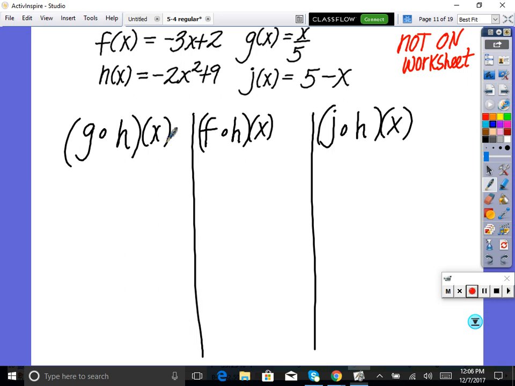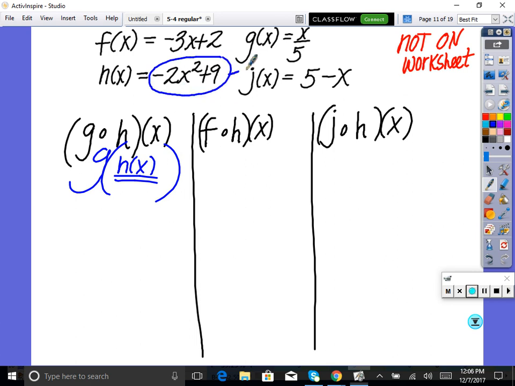So squish x back in with h. That's h of x. Squish it back in again: g of h of x. So watch what happens. I take h, correct, and I plug it into function g anywhere there's an x. So right there, wouldn't I? So negative 2x squared plus 9 over 5. Still not the best example. That's why I'm going to show you another one.